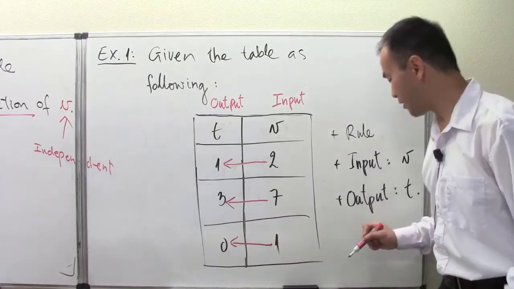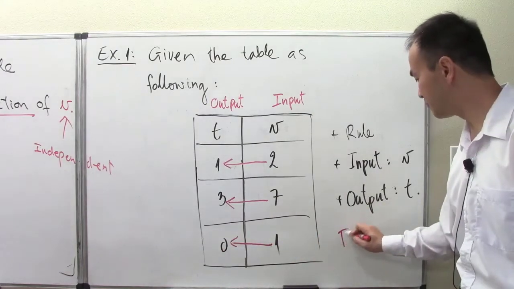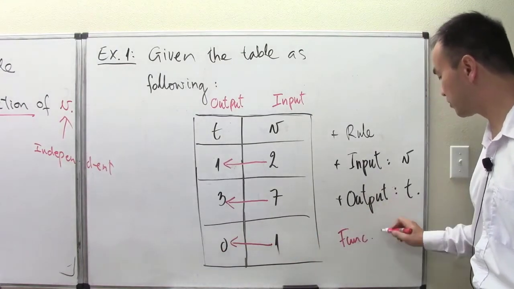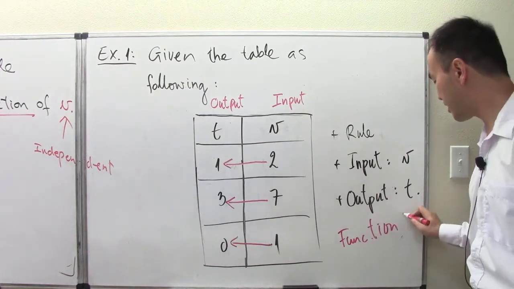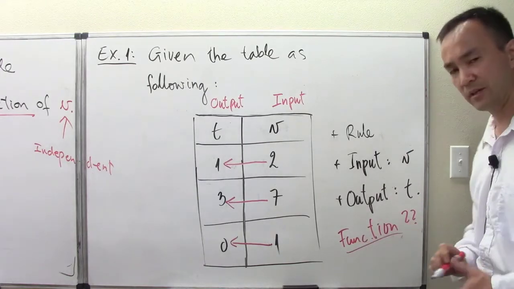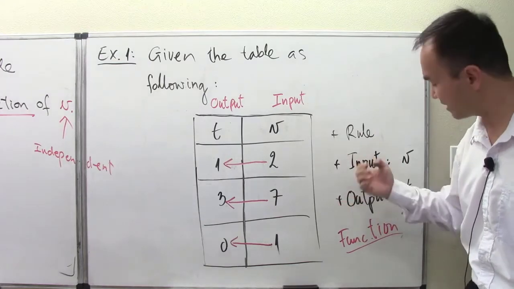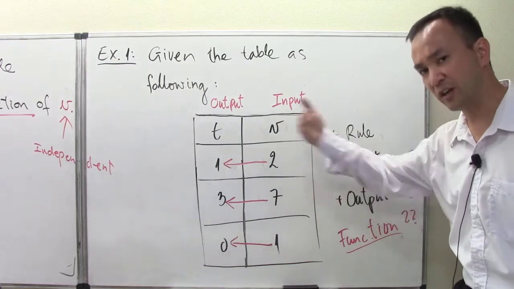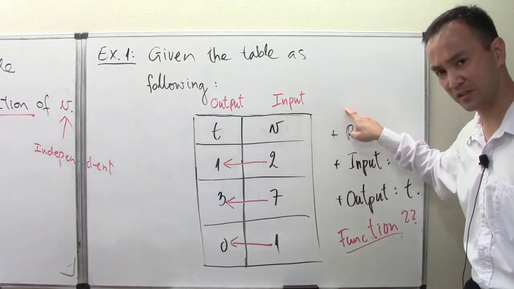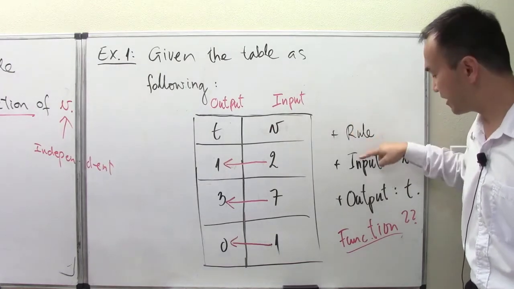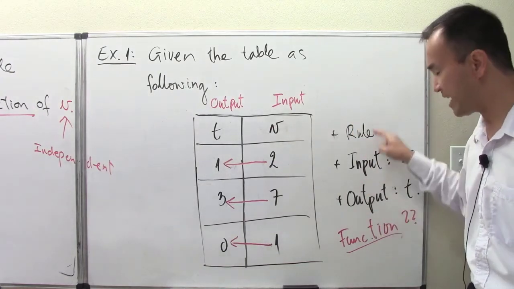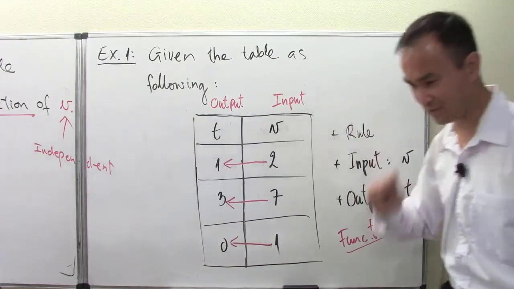Okay, and so now we want to decide if this rule right here can be a function or not. Because any rule is just a rule. A rule is basically how we bring an input to an output. So anytime there's a rule, you bring an input to an output. But now, can that rule be a function? That's what matters right there.